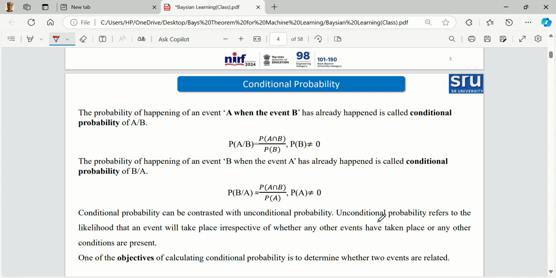Conditional probability can be contrasted with unconditional probability. Unconditional probability refers to the likelihood that an event will take place irrespective of whether any other events have taken place or any other conditions are present. One of the objectives of calculating conditional probability is to determine whether two events are related or not.